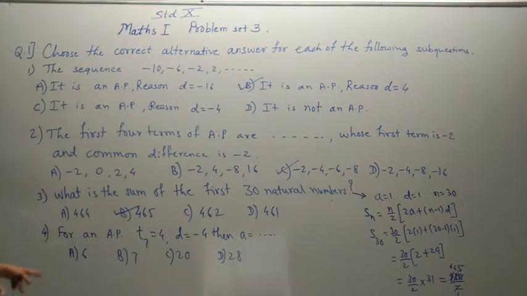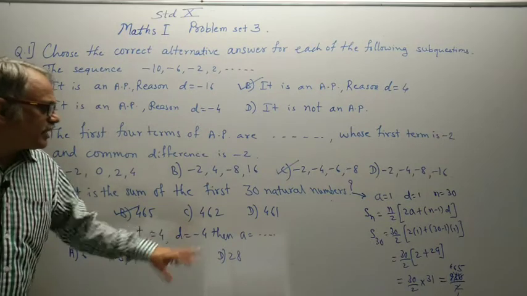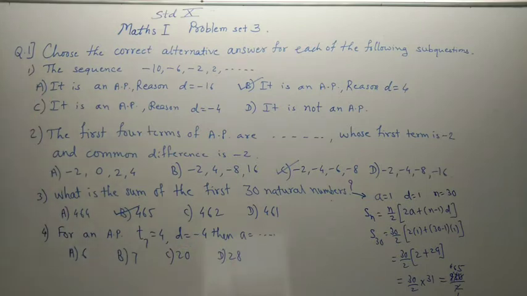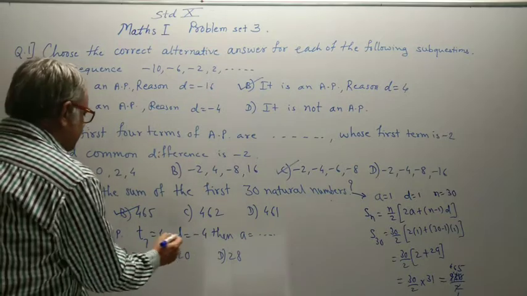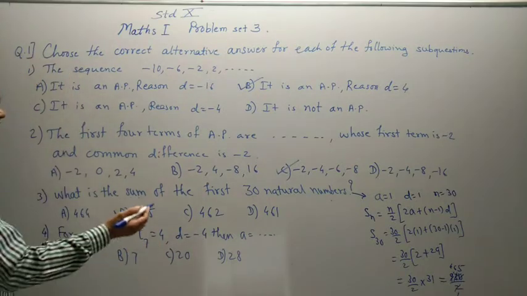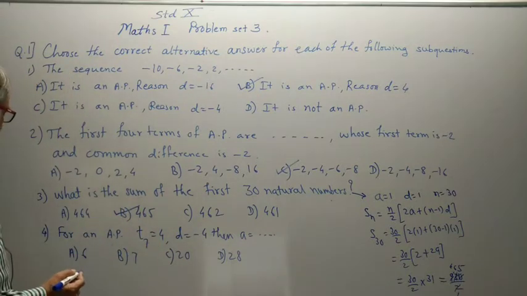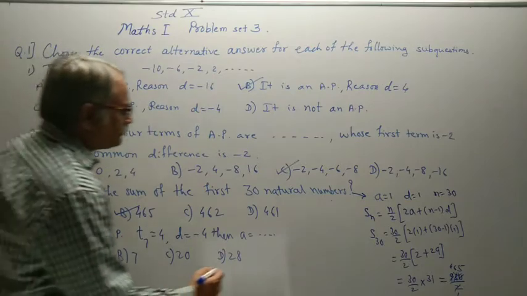Now the last one on the board. For an AP, T7 is 4, D is -4, find A. So use the Tn formula, substitute the D value, N as 7 and find A. So that rough work I am doing over here.